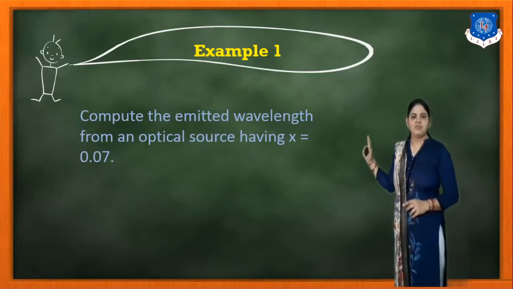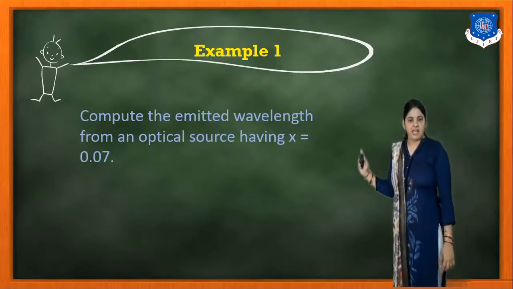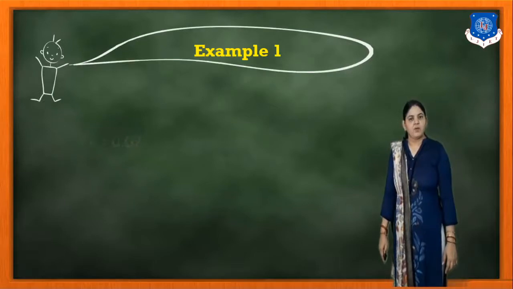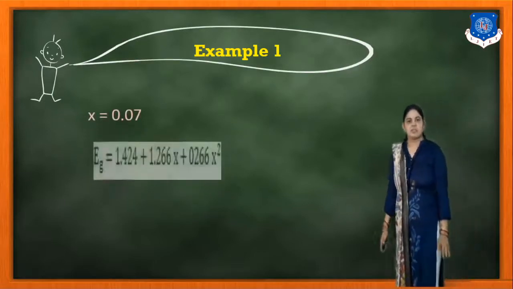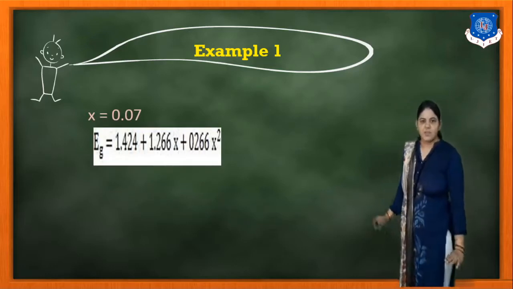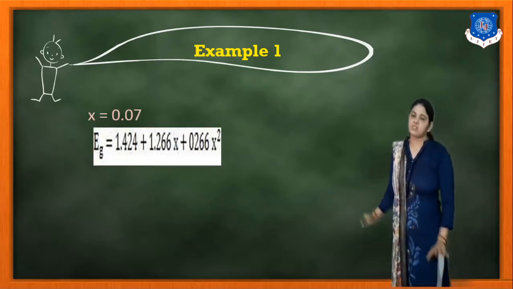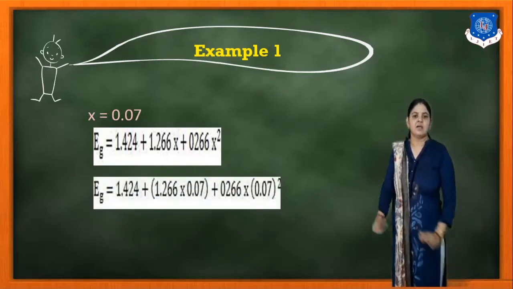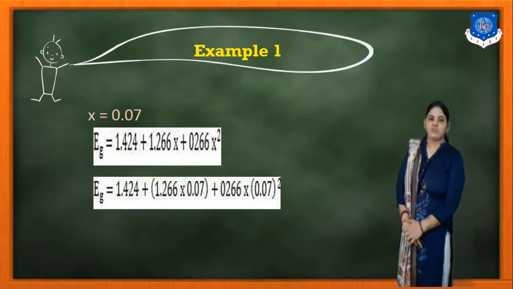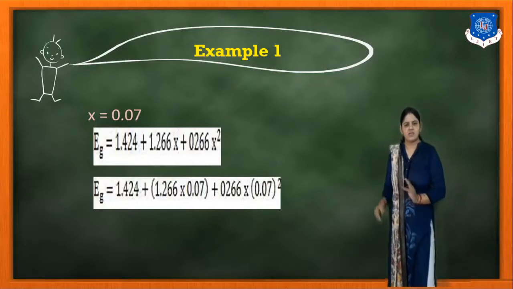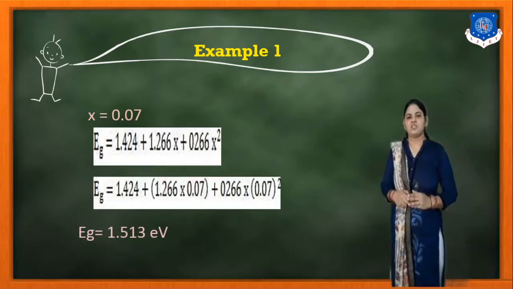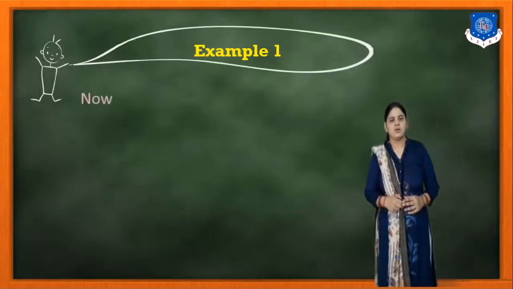Compute the emitted wavelength from an optical source having x equal to 0.07. Here x is given as 0.07. We have derived the equation for the band gap energy: Eg = 1.424 plus the terms in x. Putting the value of x, we can determine the value of Eg, that is 1.513 eV.